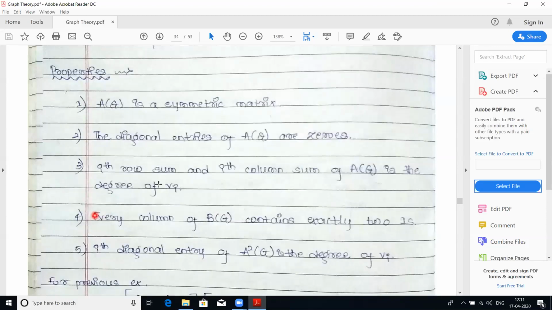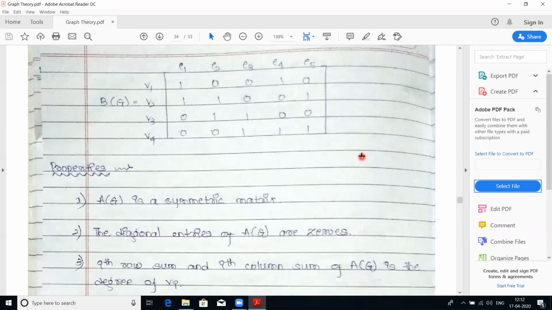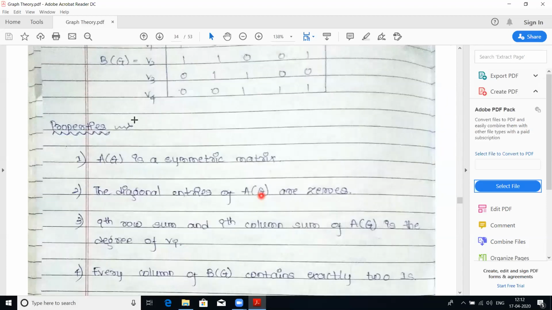Next, the ith row sum and ith column sum of the adjacency matrix is the degree of Vi. Suppose I consider the first row, the sum is 2, and I consider the third column, the sum is also equal to 2. That is ith row, jth column.